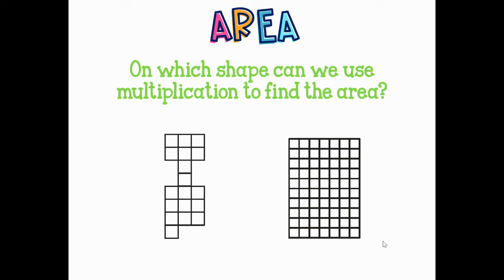So let's study these two shapes side by side. Which one of these do you think we can use multiplication to find the area? Remember, you need to have a shape that looks like an array. If you said the figure on the right, you're correct.